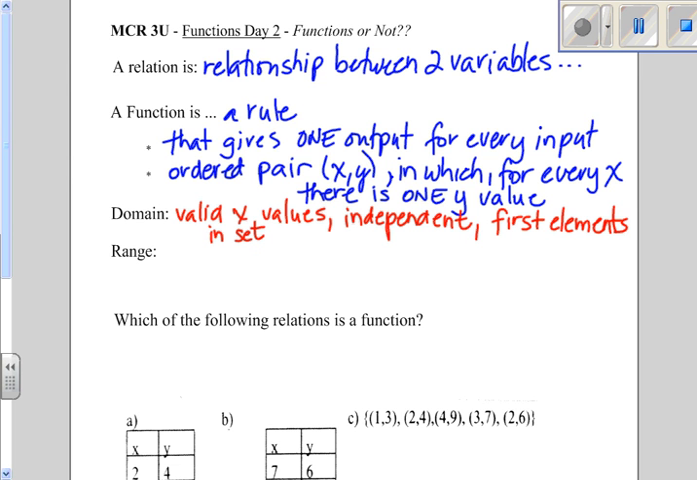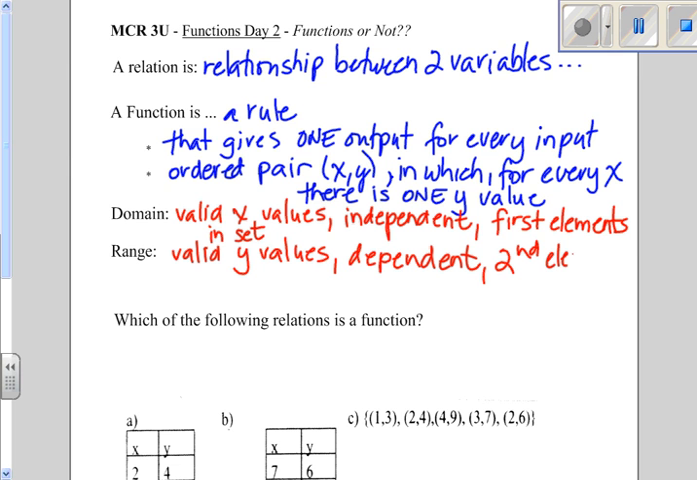Your range is your valid y values, the dependent, second elements in a set. The most helpful thing to remember for domain and range: domain is your x values, your range is your y values. Put that on hold till Friday.